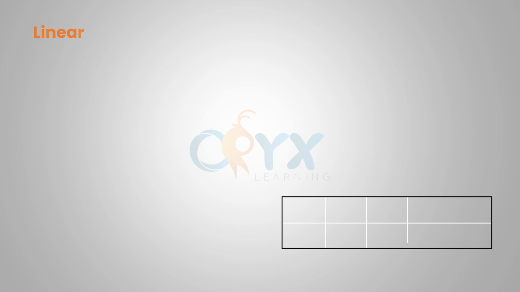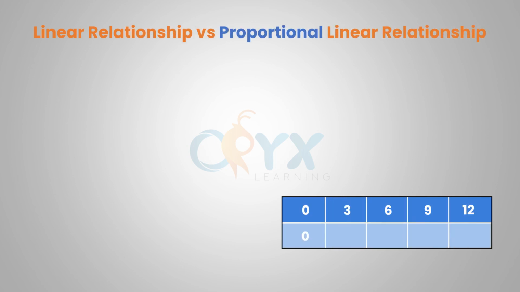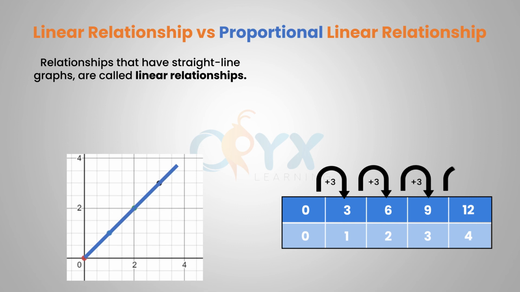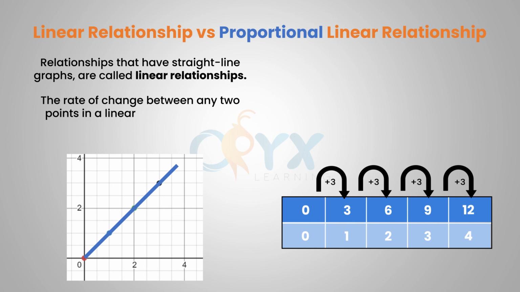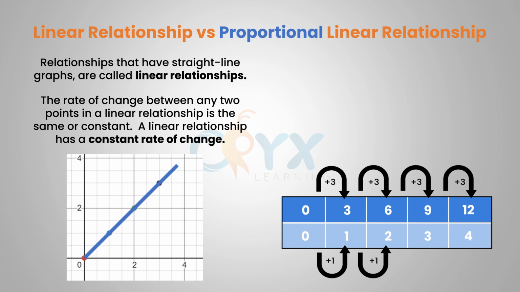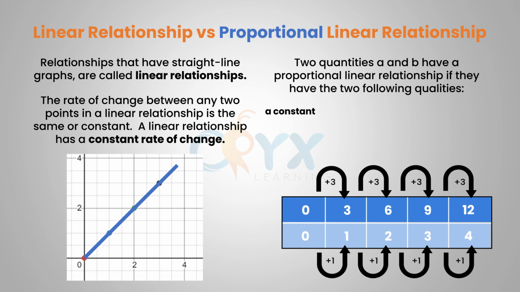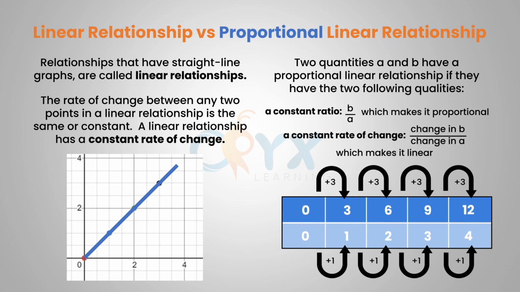So to review linear relationships versus proportional linear relationships: relationships that have straight line graphs are called linear relationships. The rate of change between any 2 points in a linear relationship is the same, or constant, and that's called the constant rate of change. In order to be proportional, it not only has to have that constant rate of change, but it also has to have a constant ratio, B over A, which makes it proportional.